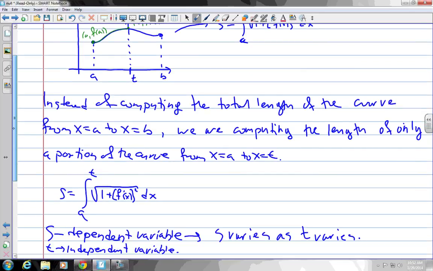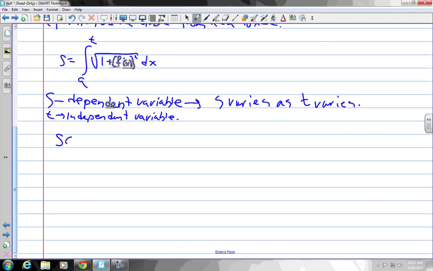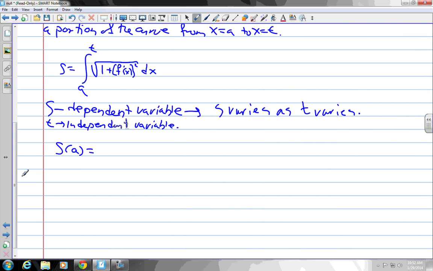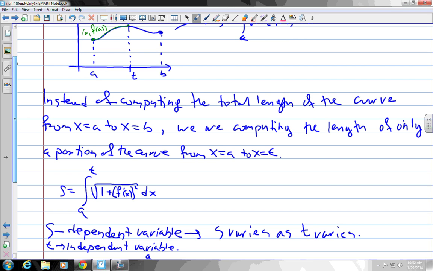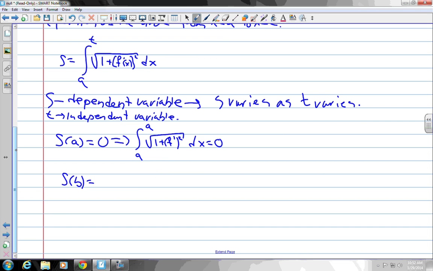Just again, to make sure we understand what it does. If I ask you what S of A is, what do you think that would be? 0, right? The answer is 0 because you're just looking at the integral from A to A of the square root of 1 plus f prime squared dx. That's clearly 0. And if I ask you what S of B is, well, that's just going to be the length of the entire line segment, if t equals b. So you get the length of the segment.